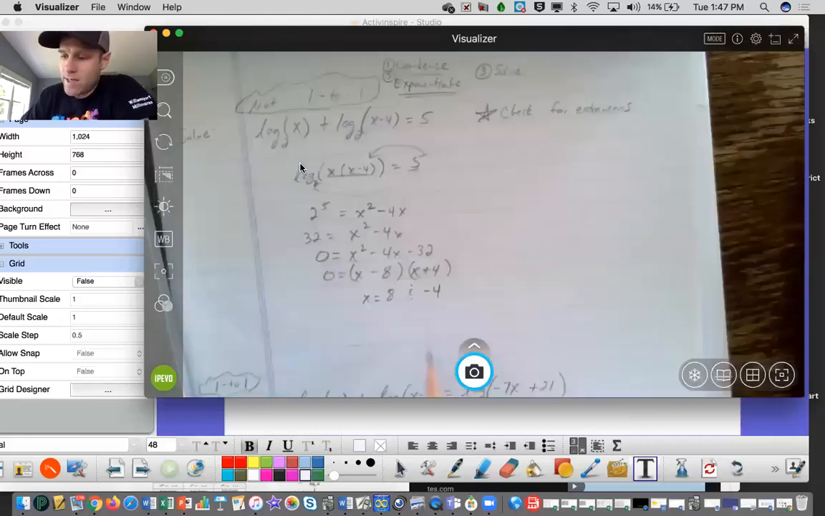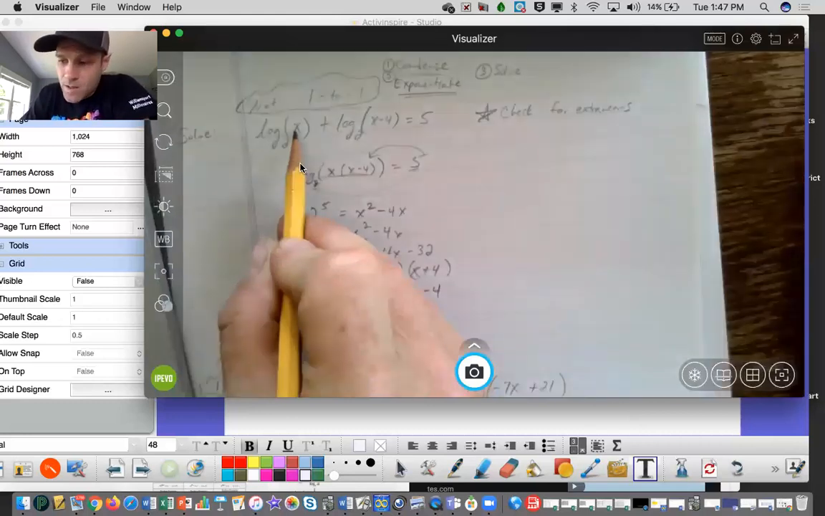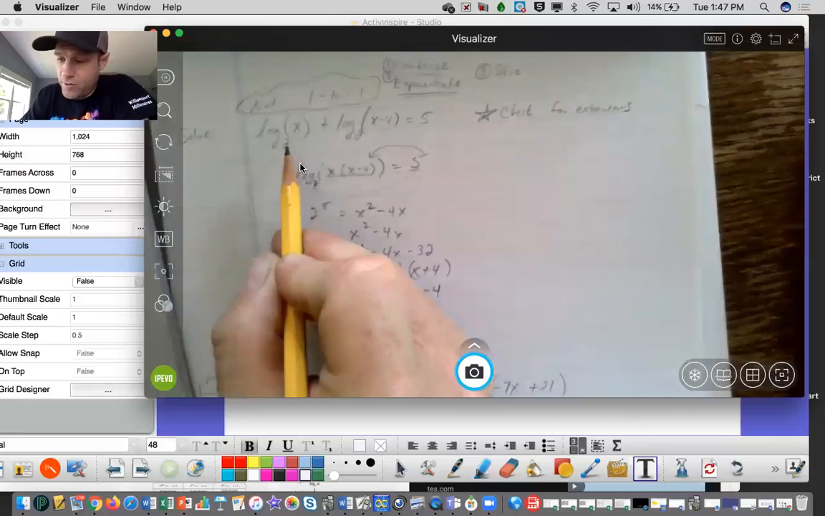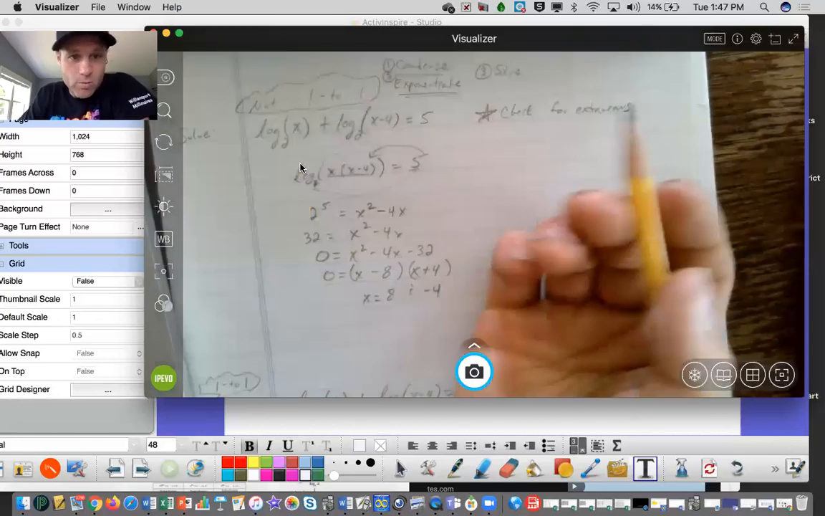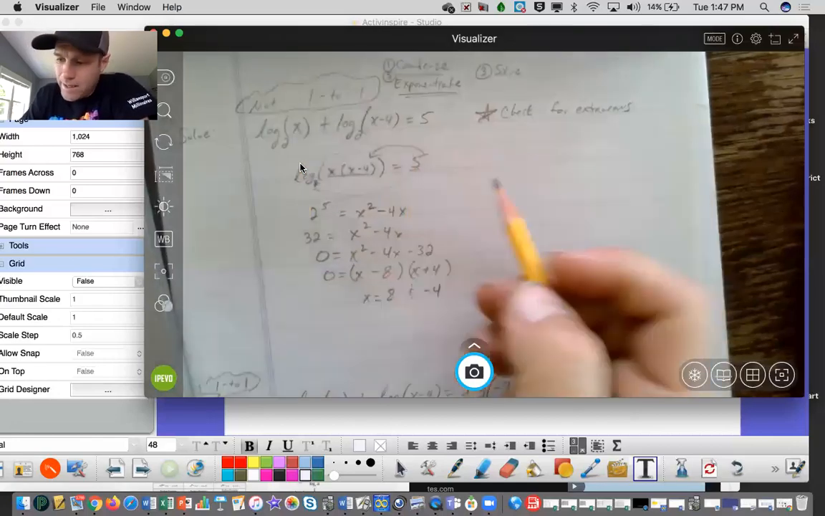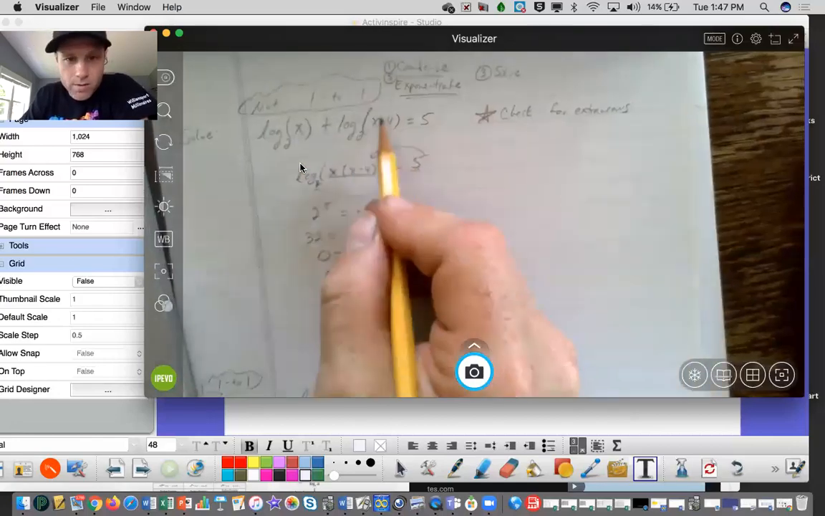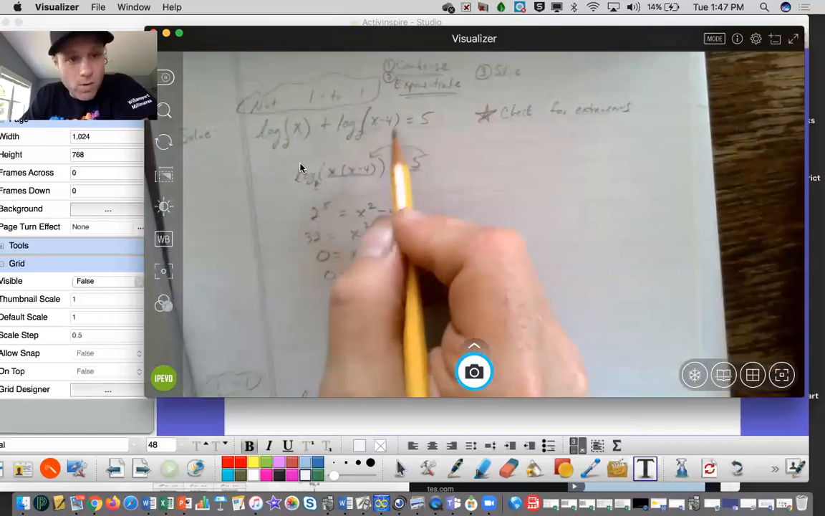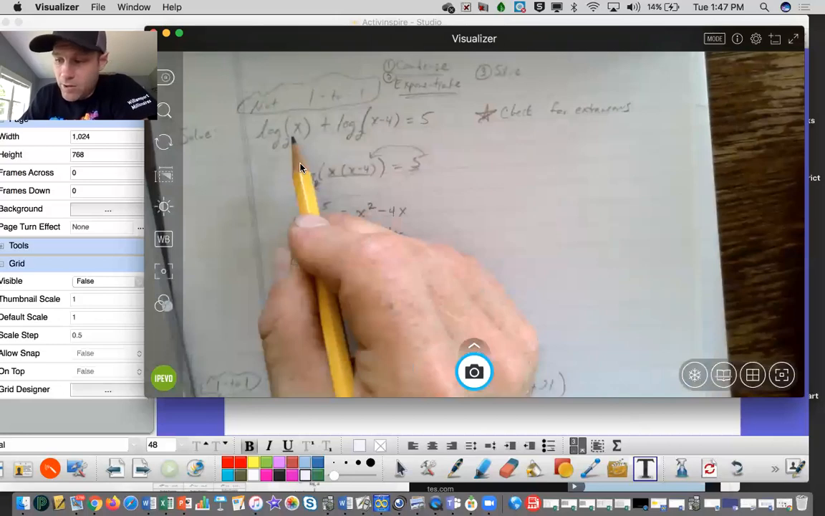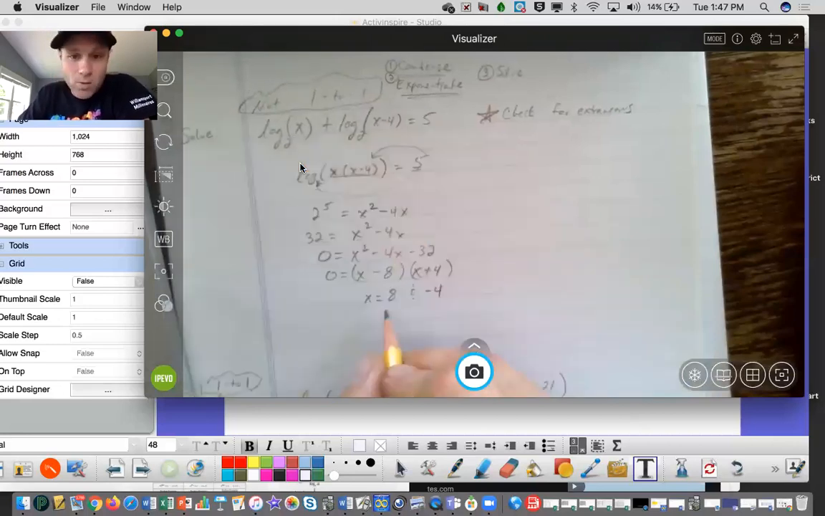So if I were to take this 8 and plug it in, I can do the log base 2 of 8. And that'd be 3, right? 2 to the 3rd would be 8. And over here, I can do the log base 2 of 8 minus 4, which is 4. So the log base 2 of 4 is 2. And then 3 plus 2 is 5. So 8 checks out. 8 works.